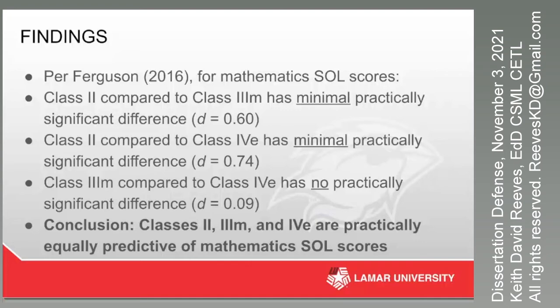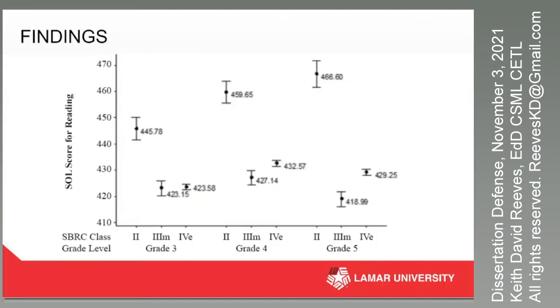Therefore, the difference in the ability of class 2 and 3M models to predict SOL score has little practical significance, just like the difference between classes 2 and 4E. And comparing class 3M to 4E, there is no practically significant difference. Therefore, there is no real practical difference between SBRC classes in their accurate prediction of SOL outcomes.